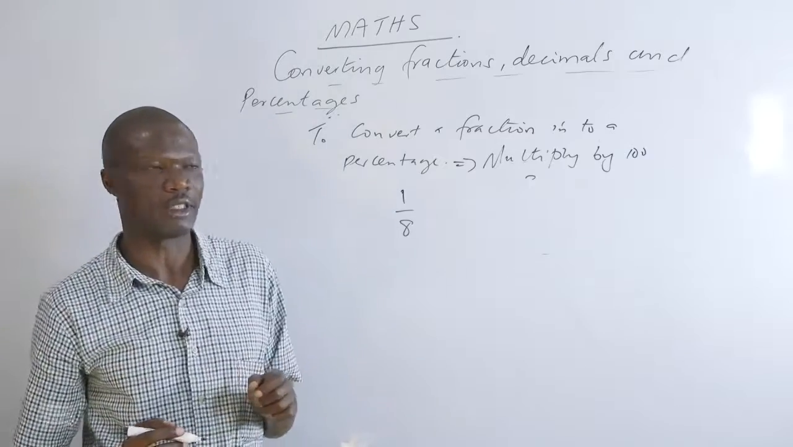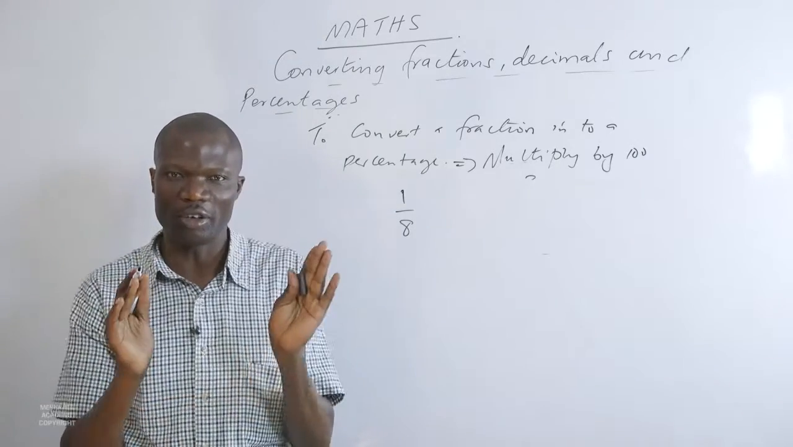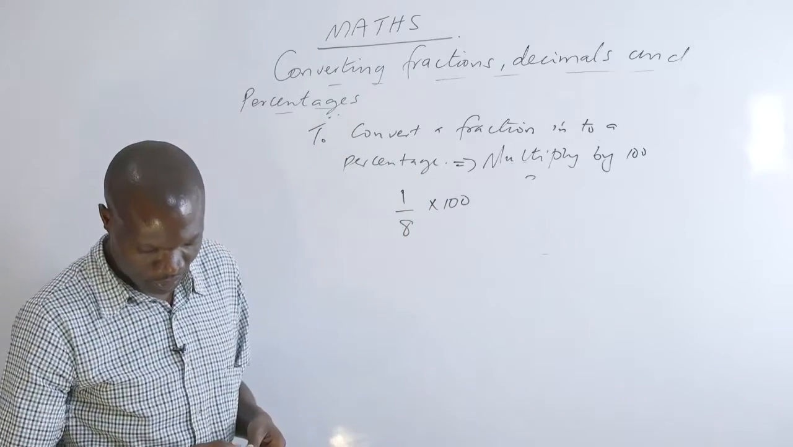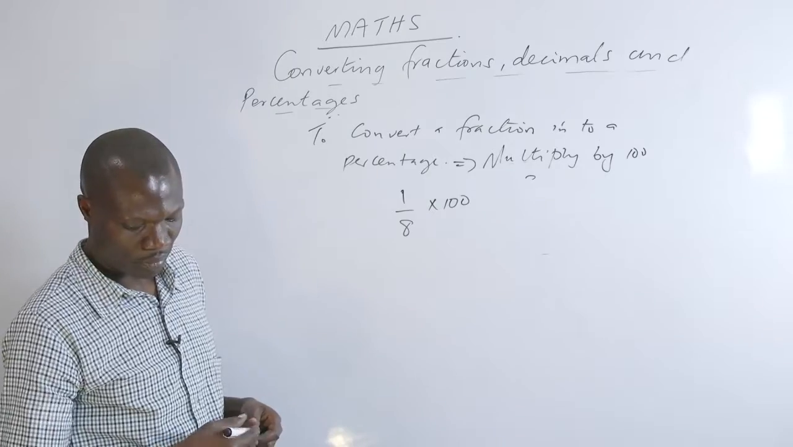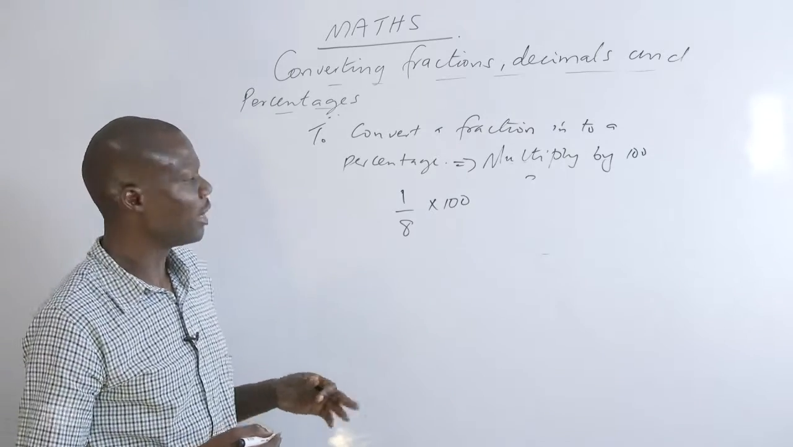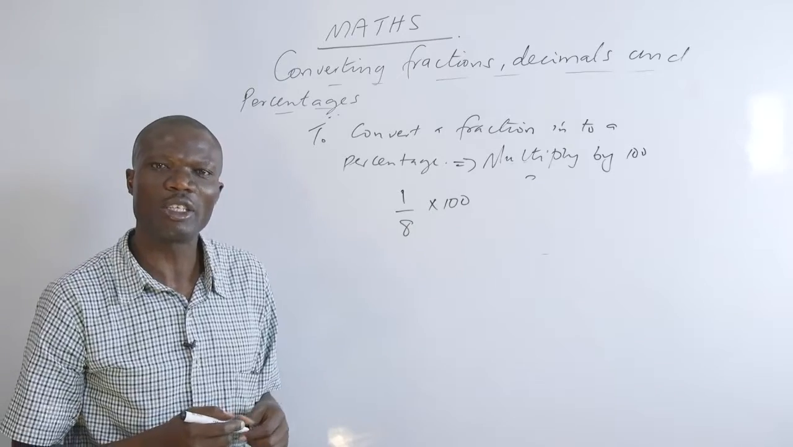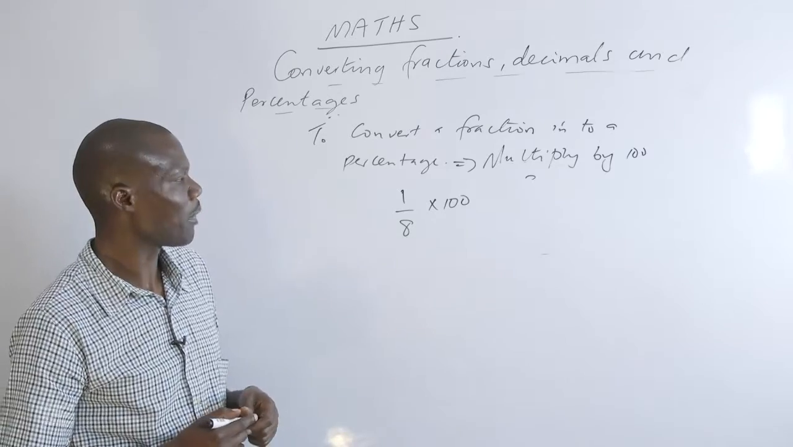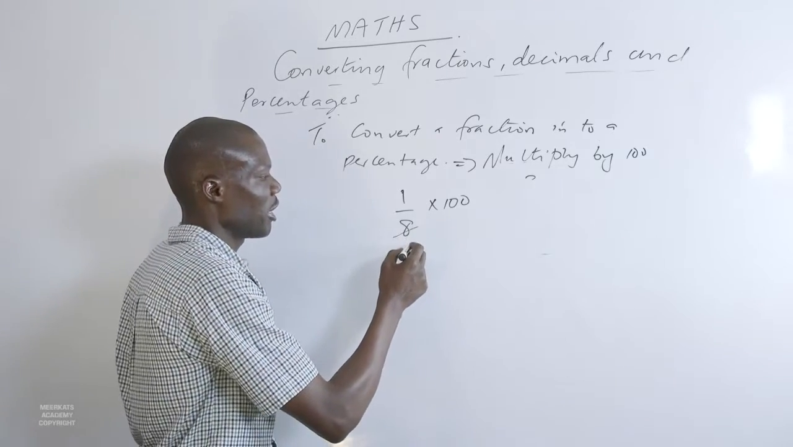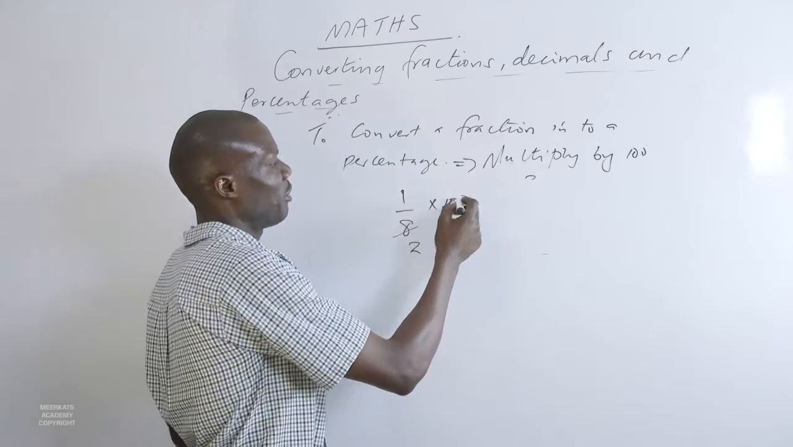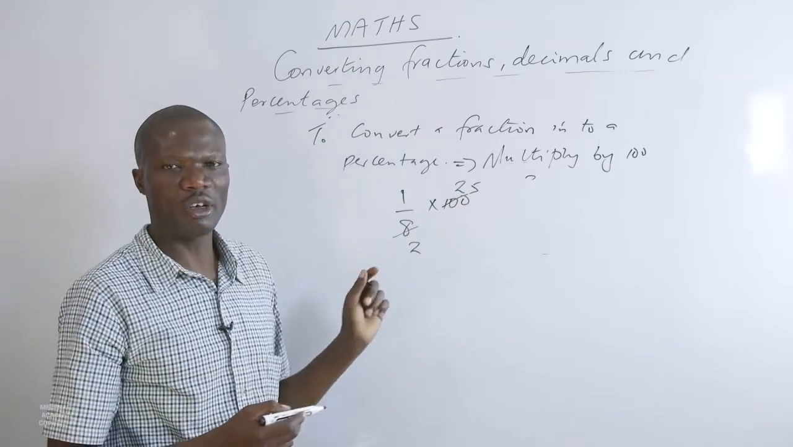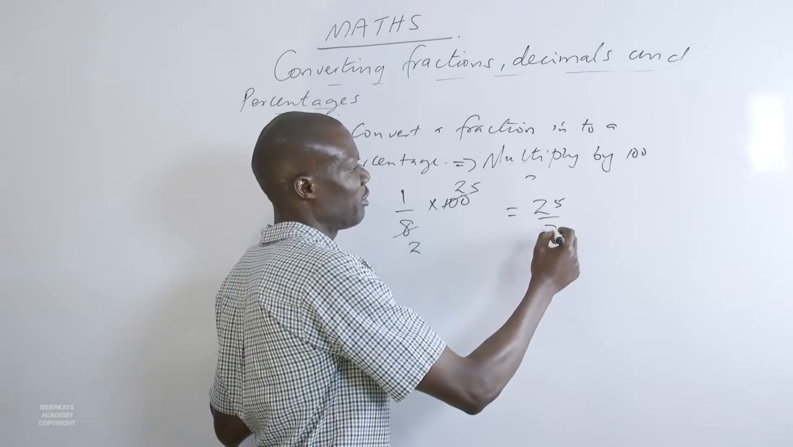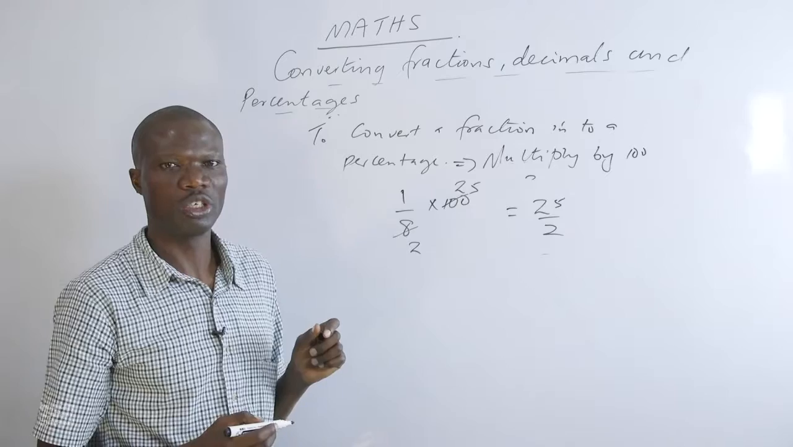1 over 8, yes. This is an eighth. To convert into percentage, multiply by 100. So what happens here? Between 100 and 8, what is the highest common factor that exists between the two? You notice that by 4, 100 is 25, and 8 is 2. 25 and 2 do not have any common factor, so you remain with 25 over 2, right?